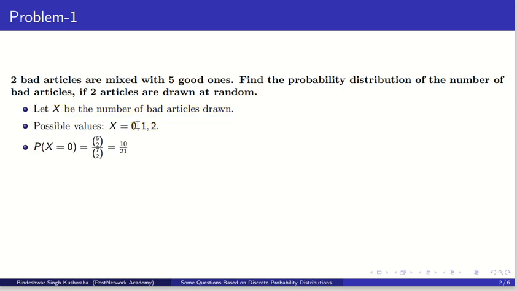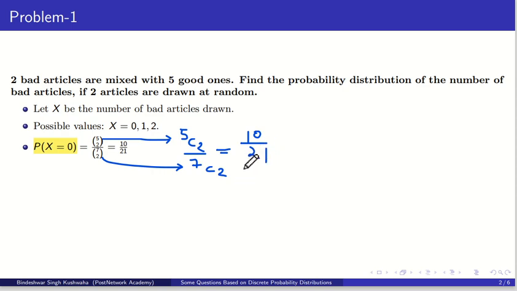And for 0, here basically it is 5C2, where C means combinations, over 7C2. When you solve it, you will get 10 upon 21.